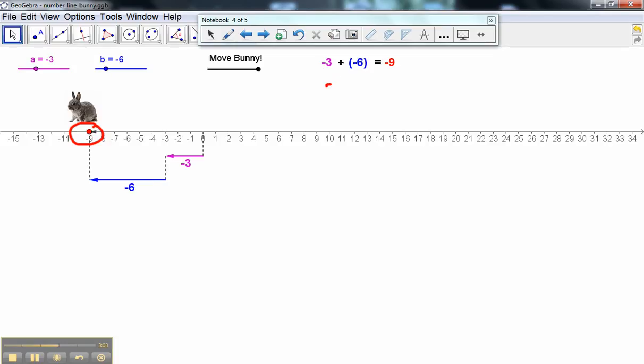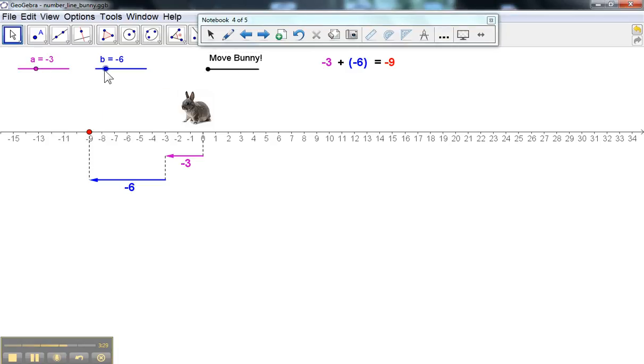Okay, same signs, 3 plus 6. I'm going to add them. 3 plus 6 equals 9. And keep the sign. Okay, the signs are negative, so my answer must be negative 9. Right there on the number line where I'm at, negative 9. So let's take a look at what happens when we do it a little differently.